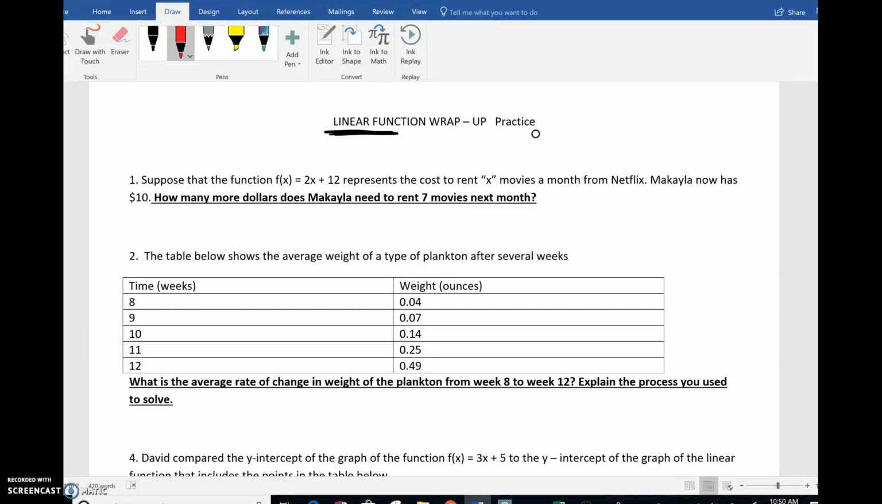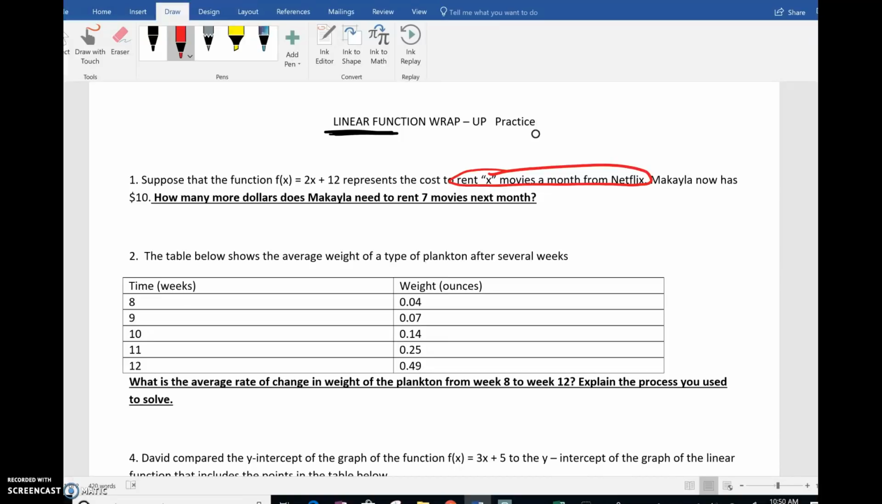Number one says, suppose that the function f of x equals 2x plus 12 represents the cost to rent x amount of movies a month from Netflix. Back in the day when I had Netflix, you used to have to just rent a few movies a month. Michaela now has $10. How many more dollars does she need to rent 7 movies?